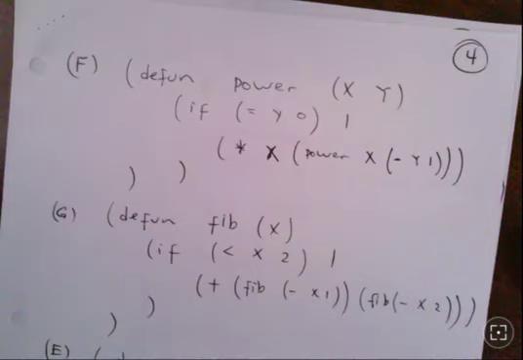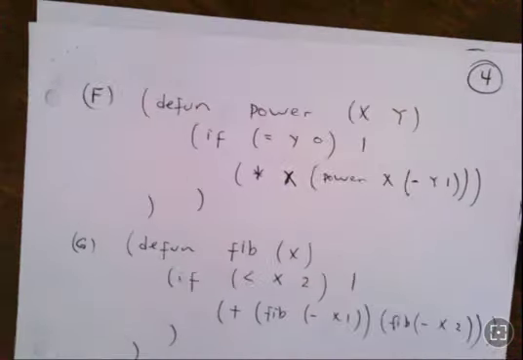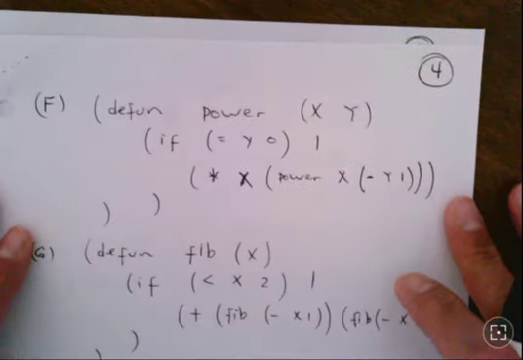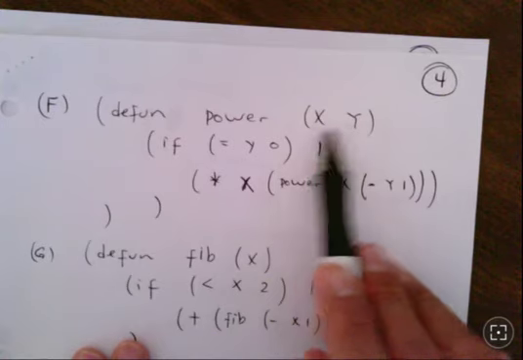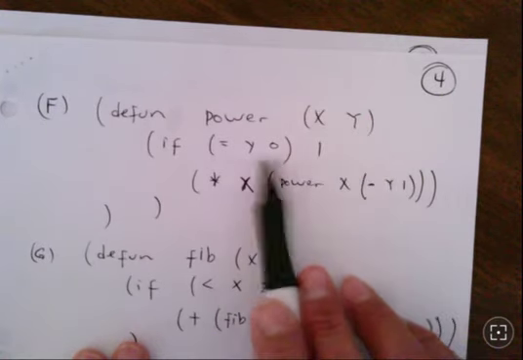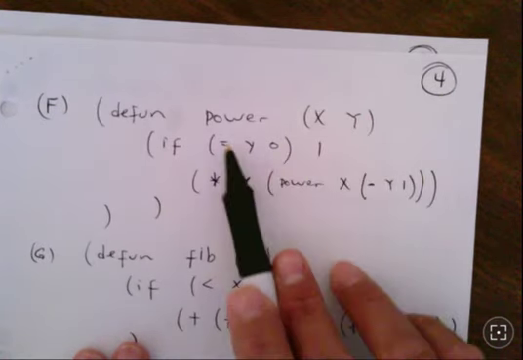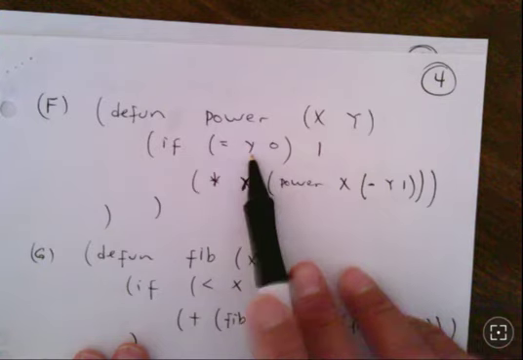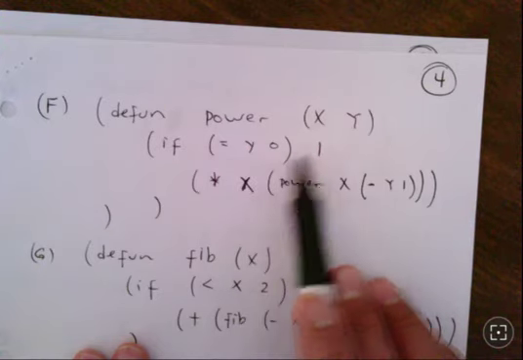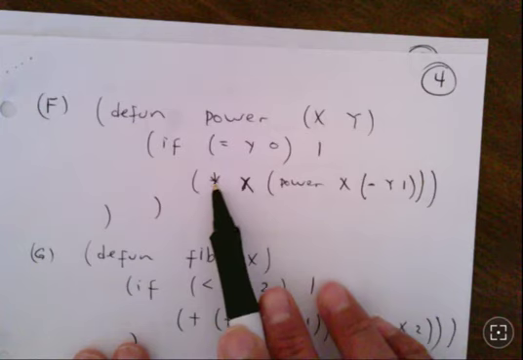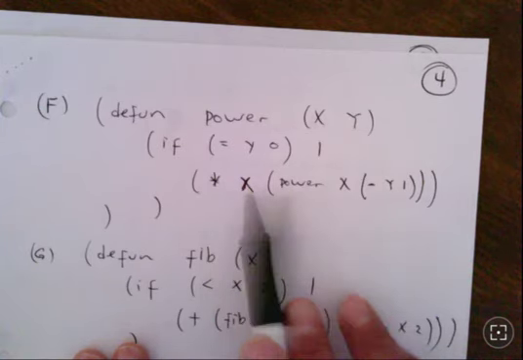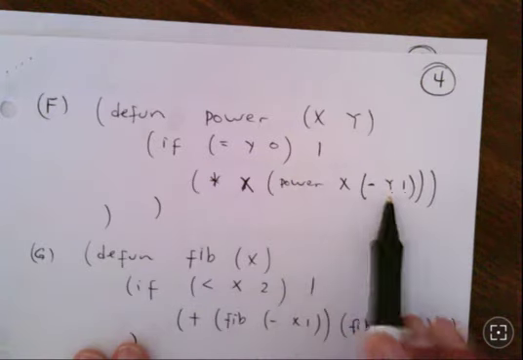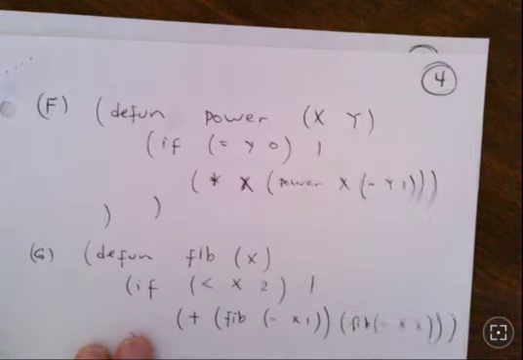So let's look for F. I'm sure I did that already. Okay, so this is F. I want to compute X to the power of Y. If Y equals 0, then anything to the power of 0 will be 1. Otherwise, we're going to multiply X by X to the power of Y minus 1. And that's it. Very simple.